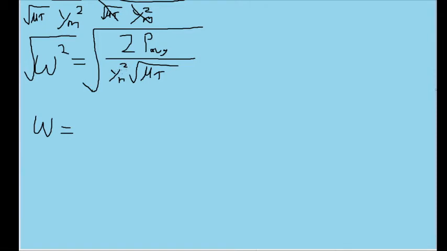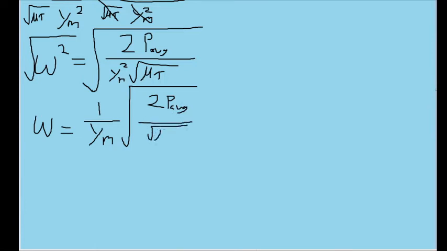So now we have a formula that is just the angular frequency is equal to, and I'm actually going to take out the amplitude here because it's already squared. So the square root of that's just going to take it out. So let's write that as 1 over the amplitude times the square root of 2 times the average power divided by the square root of the linear string density times the tension. So now we have the angular frequency on its own.